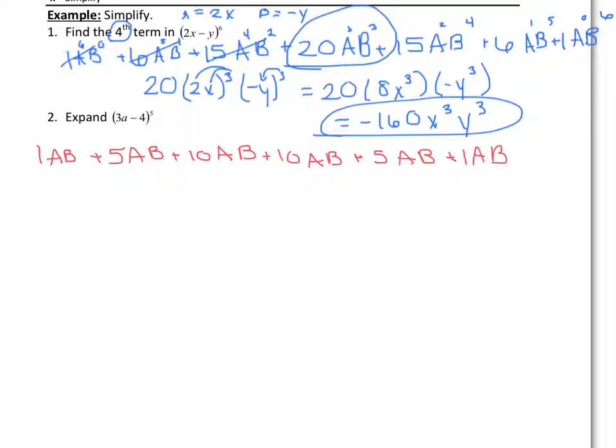and fill in my exponents. And now I'm going to fill in my a's and my b terms. So my a is the 3a, and my b is the negative 4. So I'm going to fill that in.